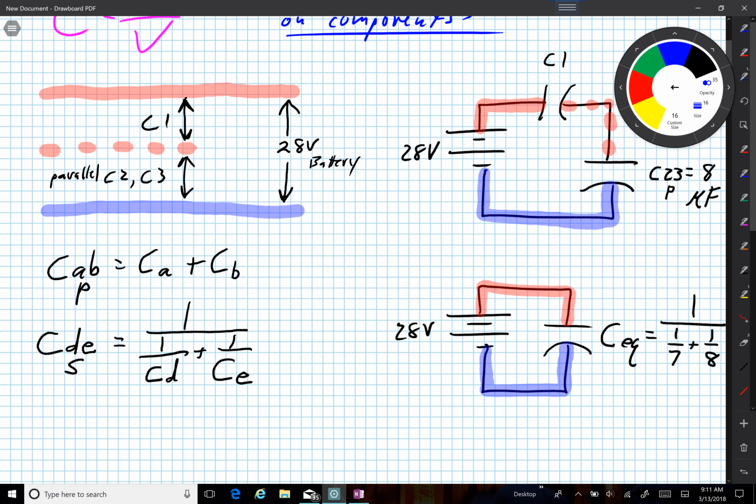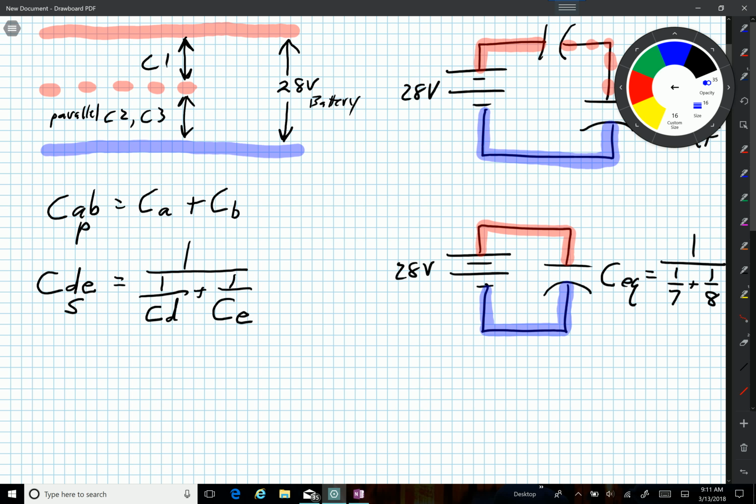Well, now look here. Well, first let's do the calculation. Let's figure out what this C equivalent would be. So I'm going to get my calculator, and I'm going to put in 7, and then I'm going to hit the inverse key, 1 over, and then I'm going to put in 8 and 1 over. I'm going to add those two, and then I got to do 1 over again, and I get 3.73 microfarads. Okay, that's the capacitance.